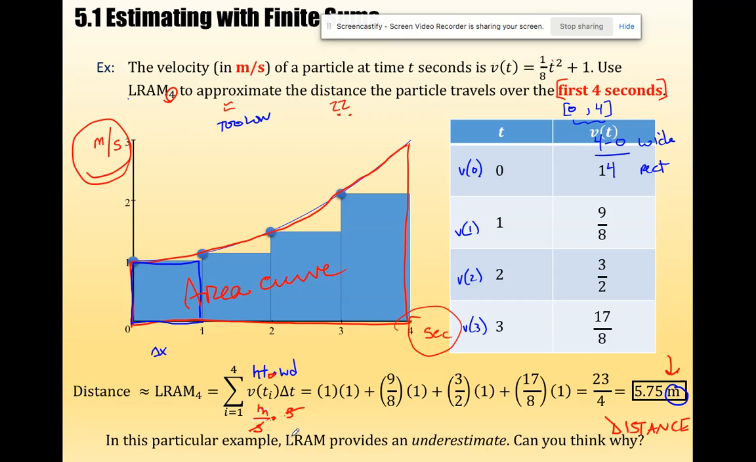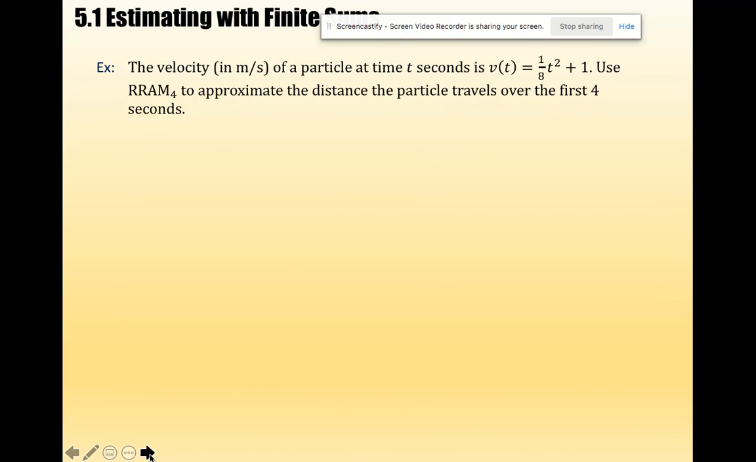And again, because my function is increasing, LRAM gives me an underestimate, right? That's why. What if I asked you to do RRAM? Now I'm going to go through this very fast because it's the same phenomenon, right?